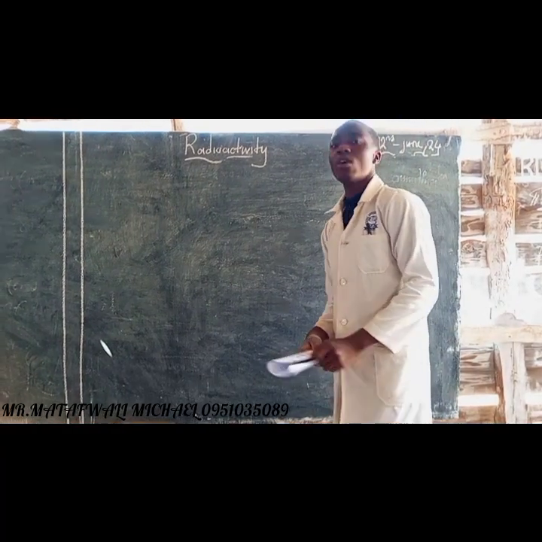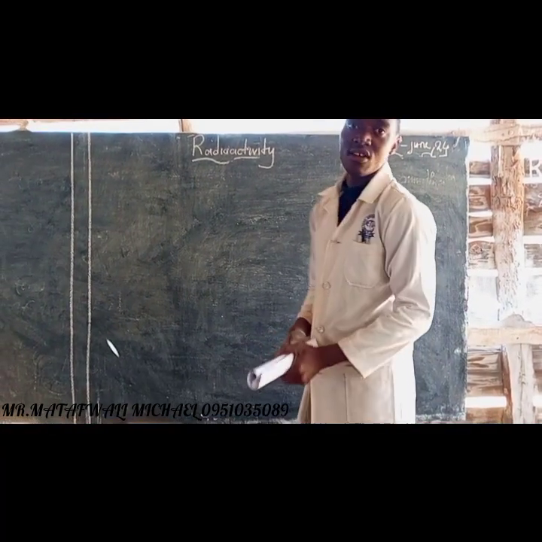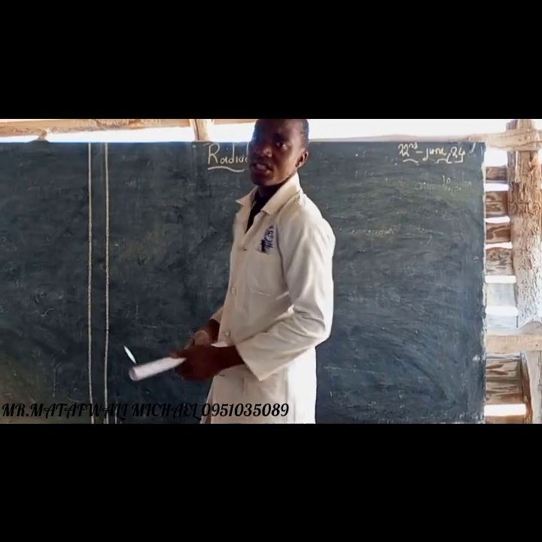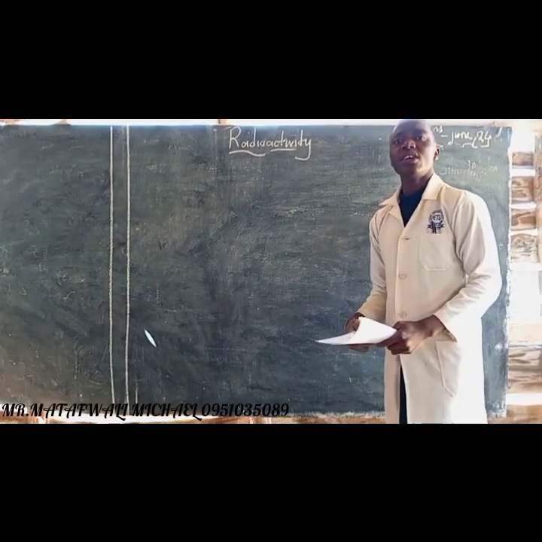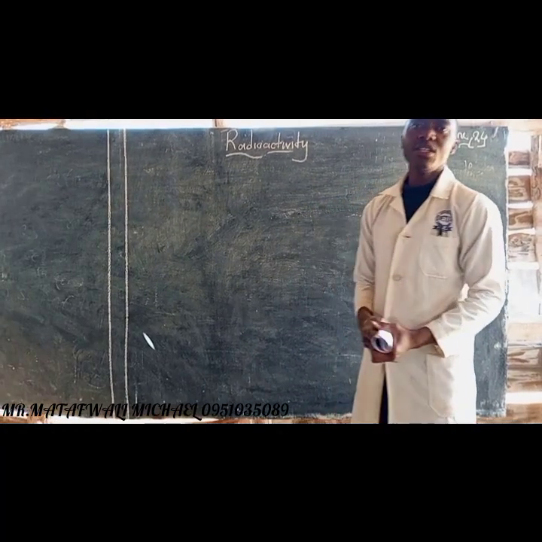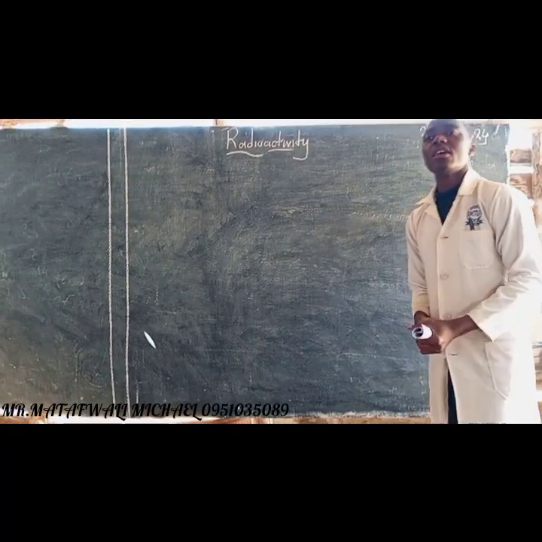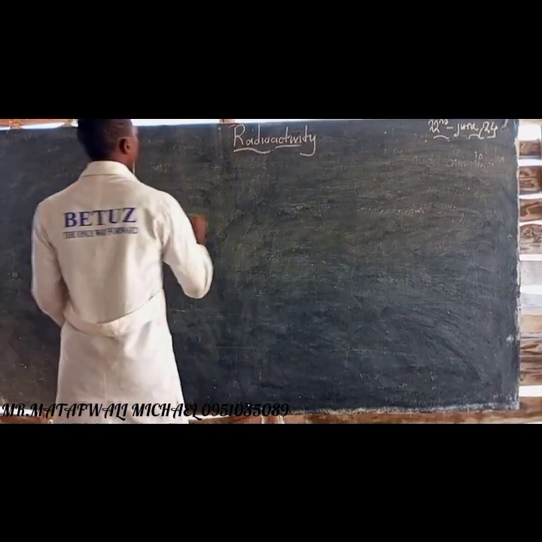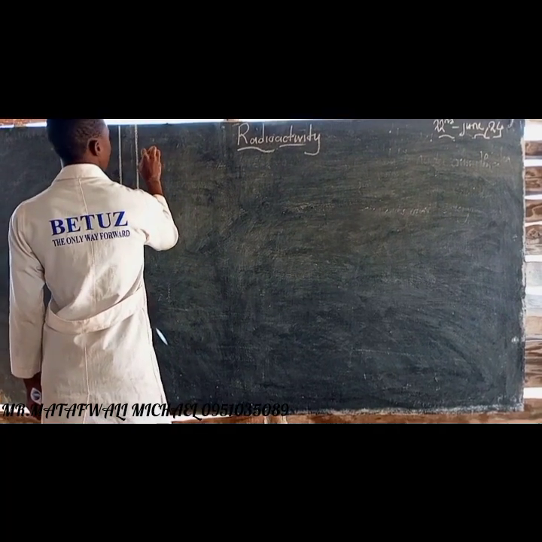As for today, we are going to concentrate on radioactivity. So when dealing with radioactivity, the first thing you have to know is the definition of radioactivity. The definition of radioactivity is the spontaneous disintegration of unstable nuclei emitting alpha and beta particles and gamma ray.